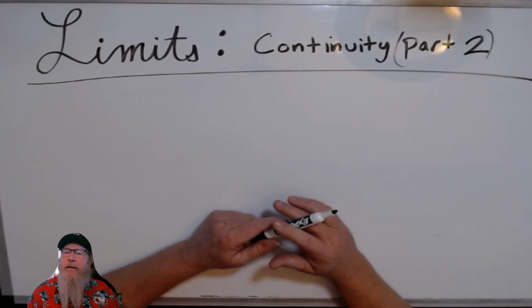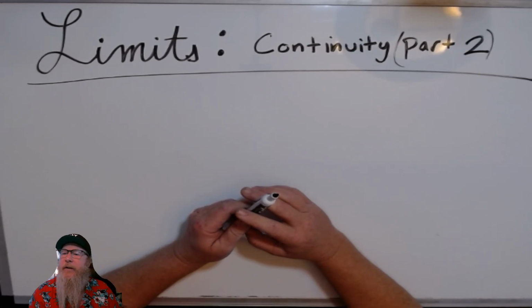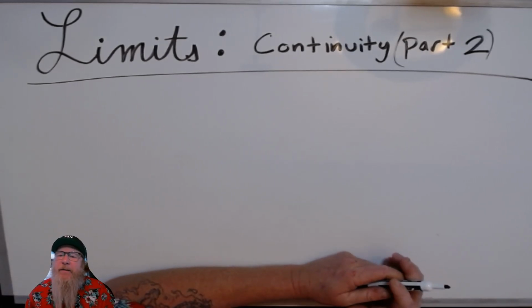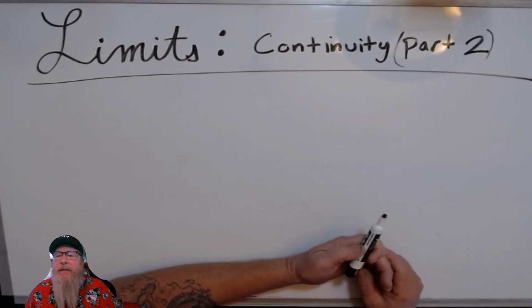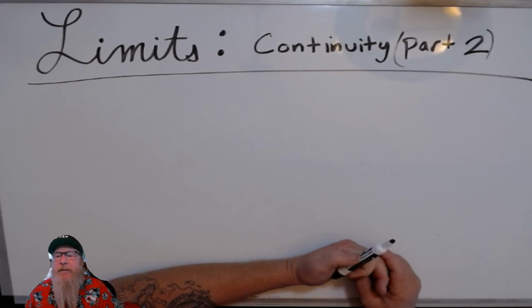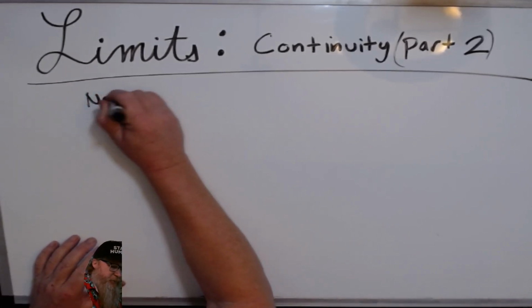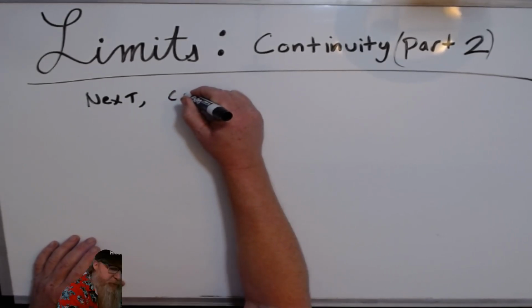Today we're going to talk more about limits and particular continuity. So we'll call this video Continuity Part 2. In Part 1 of this video, we were focused on one particular point, and so I gave the definition of what it means to be continuous at a point. In this video, we're concerned with continuity on an interval.